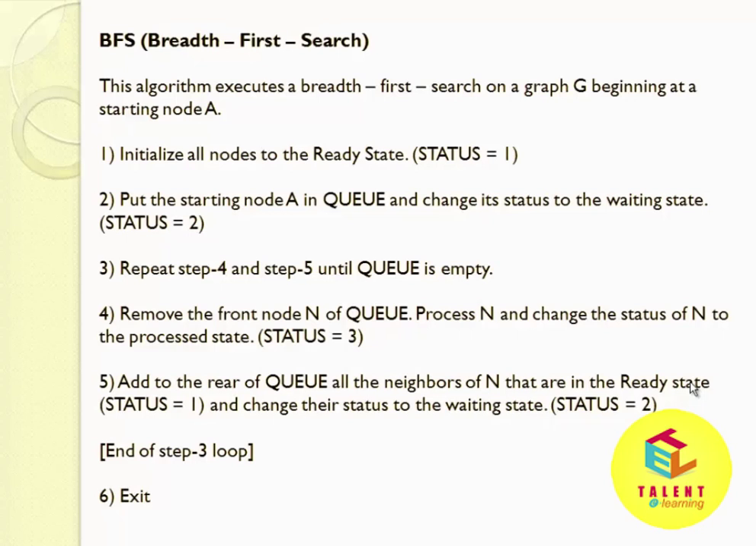Step 4. Remove the front node n of queue, process n and change the status of n to the processed state, status equal to 3. Step 5. Add to the rear of queue all the neighbors of n that are in the ready state, status equal to 1, and change their status to the waiting state, status equal to 2.